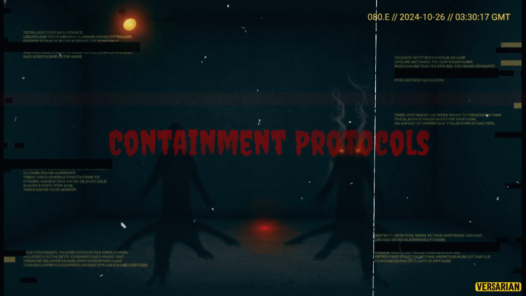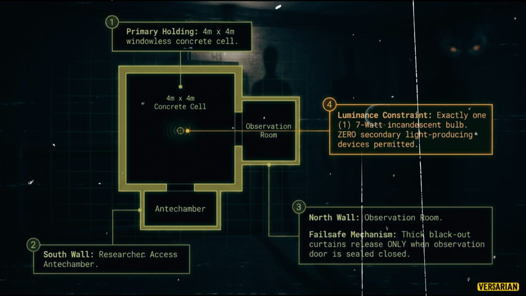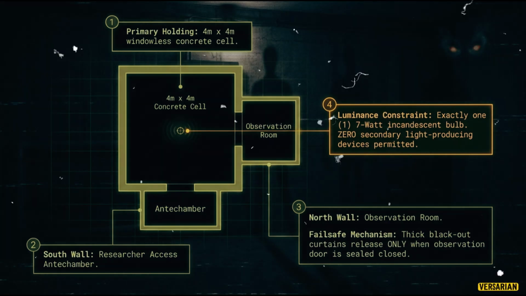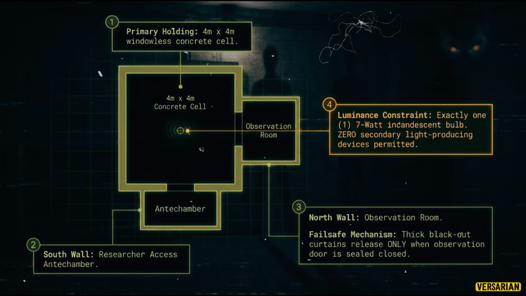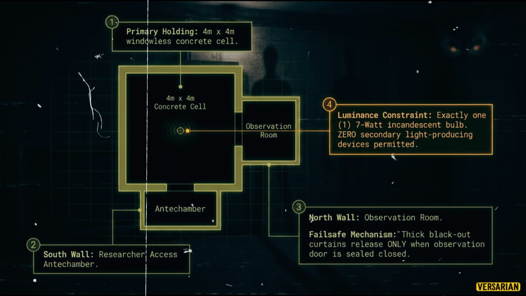Containment Protocols. Okay, let's dive into this with the absolute, non-negotiable physical containment rules. SCP-080 is to be held in a heavily restricted 4x4 meter windowless room. You've got a smaller antechamber to the south for access and a dedicated observation room to the north.